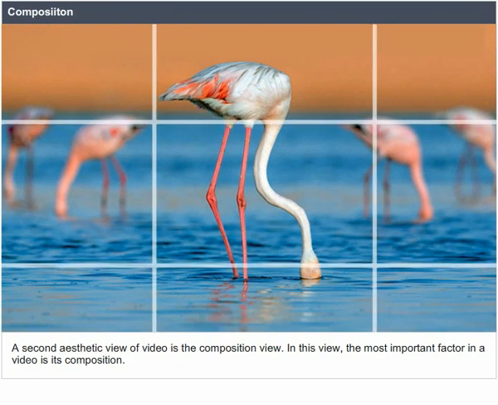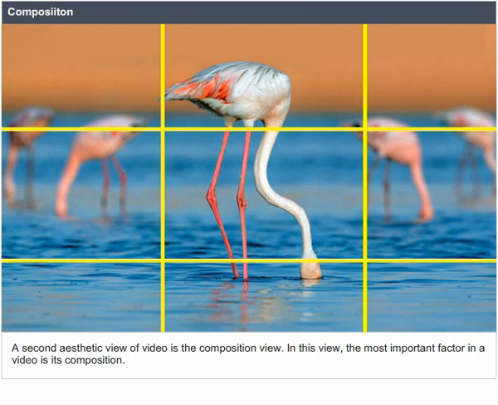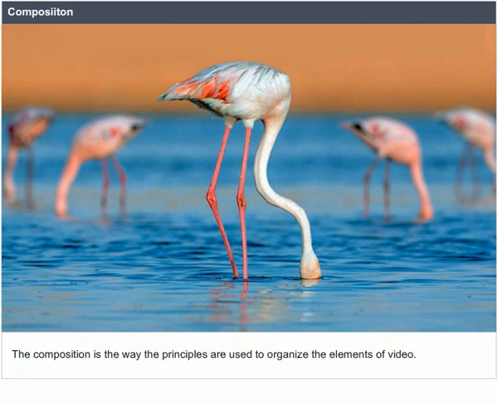Composition. A second aesthetic view of video is the composition view. In this view, the most important factor in a video is its composition. The composition is the way the principles are used to organize the elements of a video.